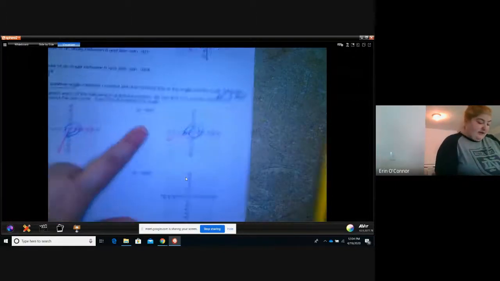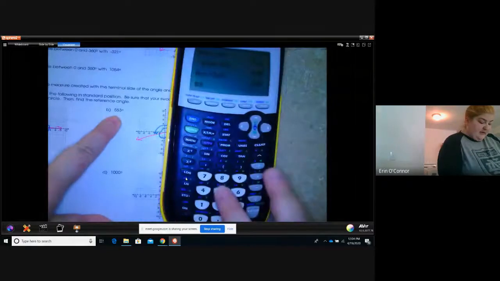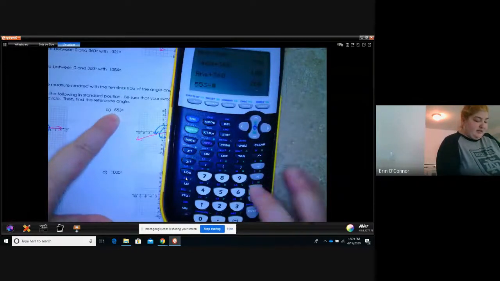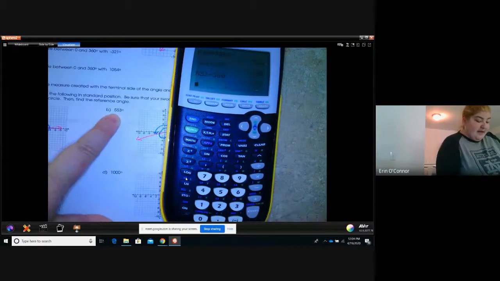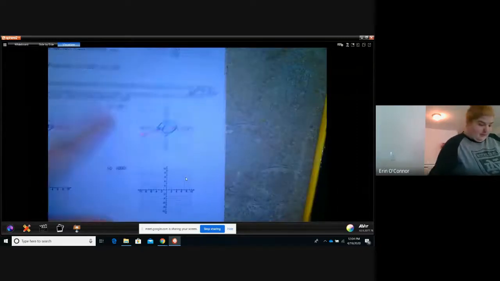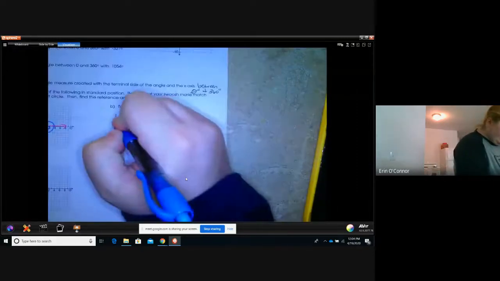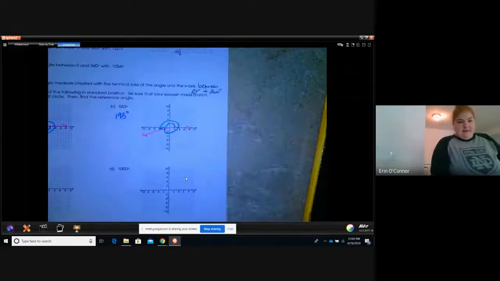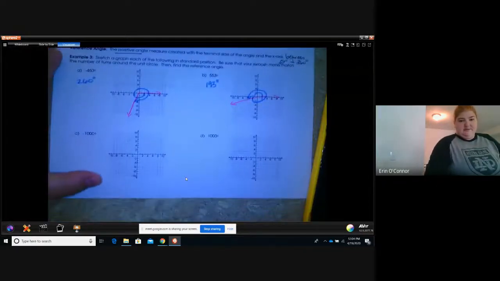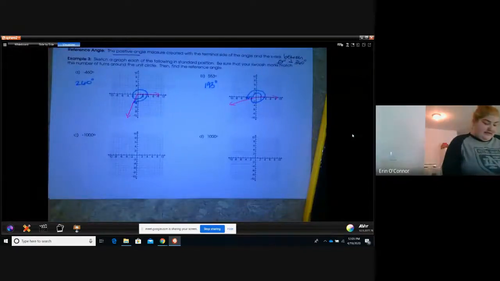And since we need to find the reference angle, we're going to take 553. This is above 360, so we're going to subtract 360. And it's 193. 193 is my reference angle. Okay. Next one, 1,000, and it's a negative 1,000.